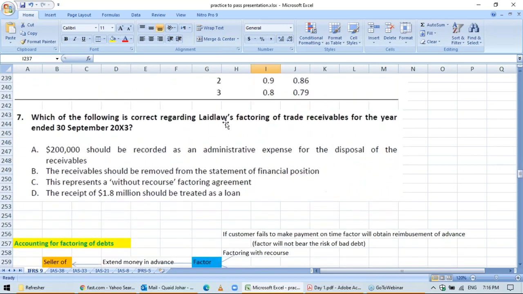So the first question is question number 7. Let's discuss question 7. Which of the following is correct regarding factoring of trade receivables? So the correct answer from this is question number 7's correct answer is D. D is the correct answer. Now, how D is the correct answer? Let's discuss it.